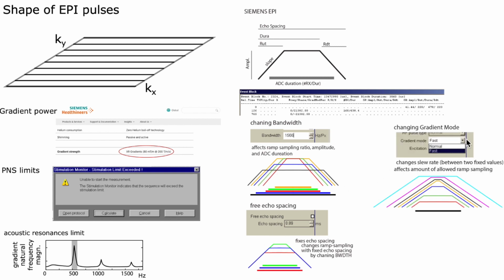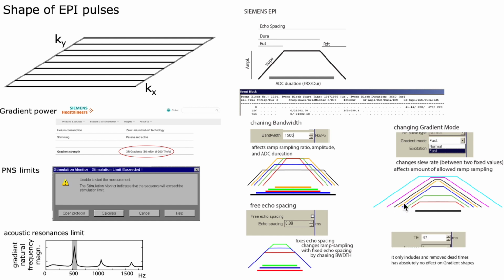There's one other parameter that slightly allows us to manipulate the slope, not continuously, but in a binary fashion. Sometimes there are three options allowed, namely normal, fast, or fast plus or something. And as soon as you select a different gradient mode here, you switch to another slew rate. So here, for example, going from fast to normal gives us very similar behavior of bandwidth, just with a slower slew rate.